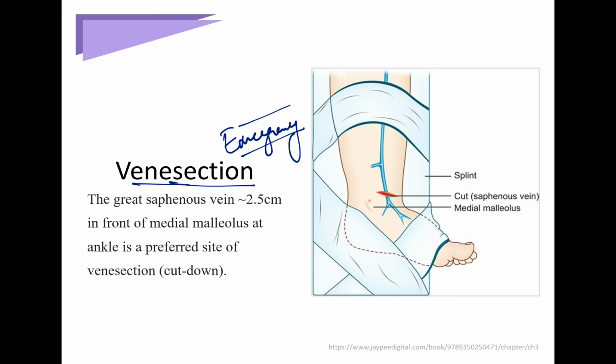To do this procedure, you need to know its important surface landmarks, right? You palpate the medial malleolus, and just 2.5 centimeter anterior to it is the approximate course of the great saphenous vein. This is where you will look for the great saphenous vein, right? So venous section is the cut down procedure.